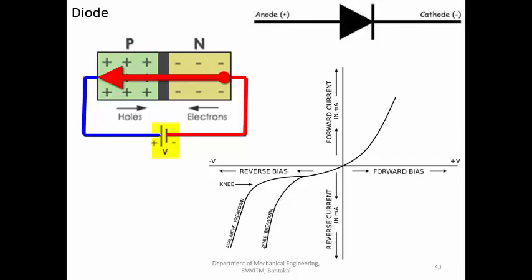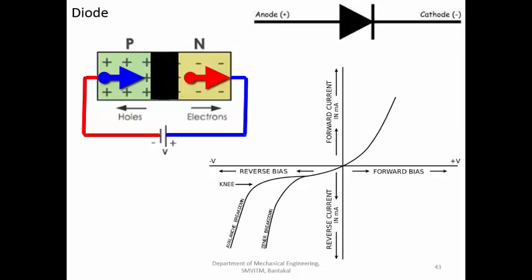Now if you connect in the opposite direction, it means the positive you connect to N and the negative you connect to P. What happens? When you connect the positive to the N side, whatever electrons are there are attracted towards the positive terminal and flow back in this direction. And if you connect the negative terminal to the P side, then whatever electrons are there try to fill up the spaces over here, and the depletion region will become wider.